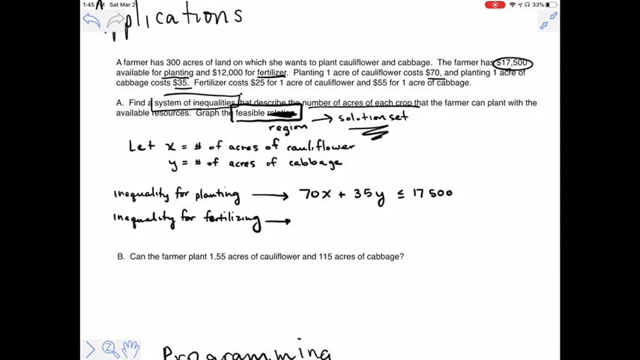Now we could do a similar thing for fertilizing. Fertilizer costs $25 per acre of cauliflower, so $25 times X, and then it's $55 per acre of cabbage, which is Y, and the farmer only has $12,000 there for fertilizing, so those two values added together has to be less than or equal to $12,000.